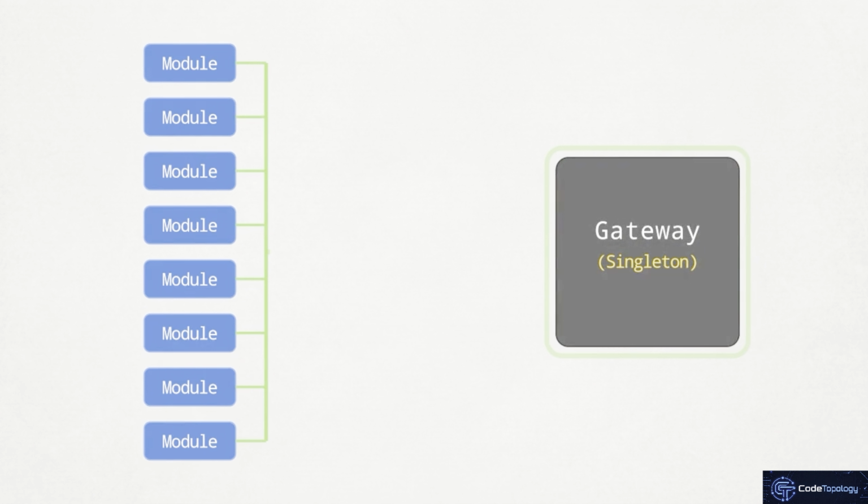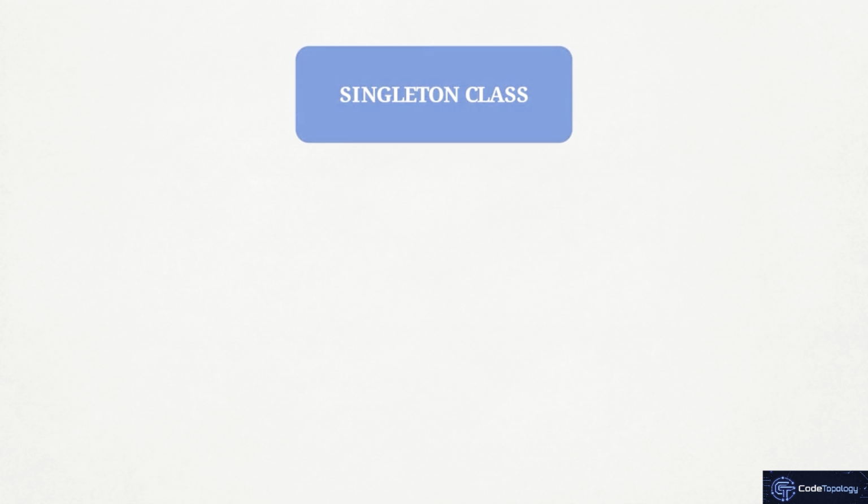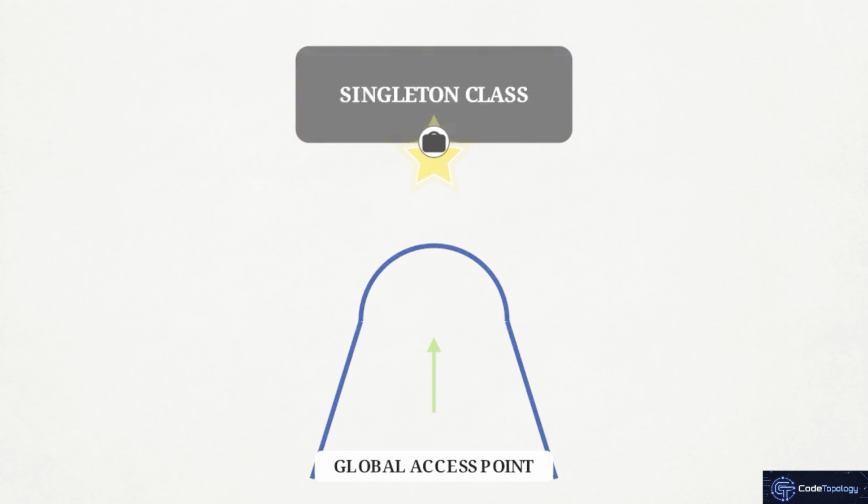A disciplined single-access gateway protects code integrity by centralizing object creation into a single, predictable path. The intent of the Singleton Pattern is specific. It ensures that a class has exactly one instance while providing a single global access point to retrieve it.